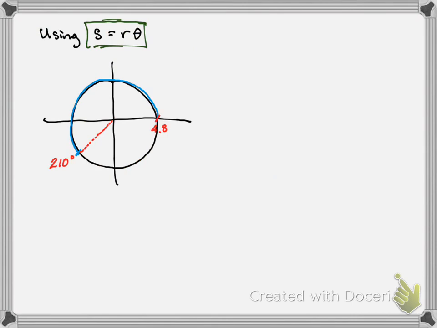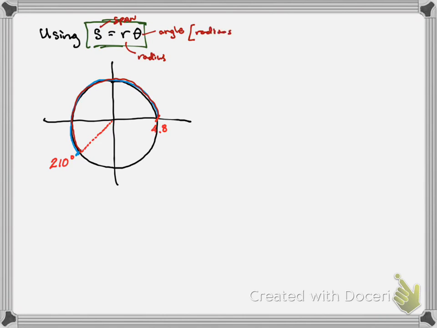Next item on the agenda. We want to use the equation S is equal to R times theta. Okay, S is equal to R times theta. Well, let me first identify what S stands for. S stands for span. It's a fancy way of saying arc length. So this is our span. That's S. R is our radius. Theta is our angle, but in this case, it must be in radians.